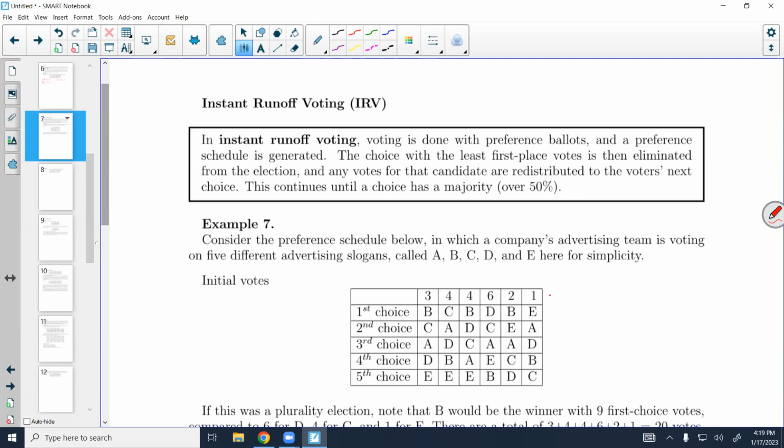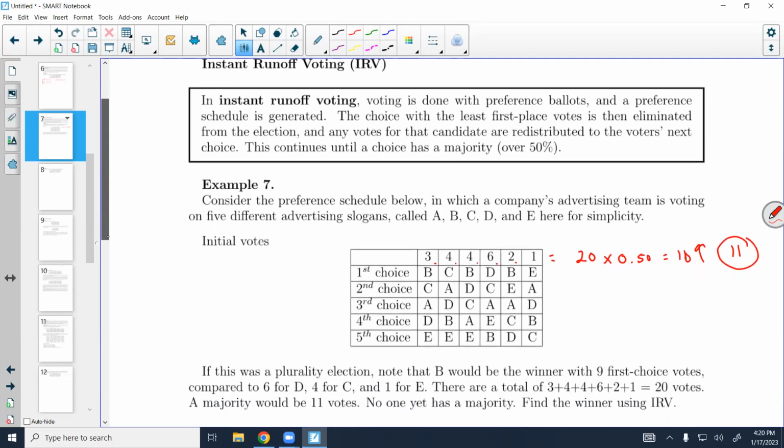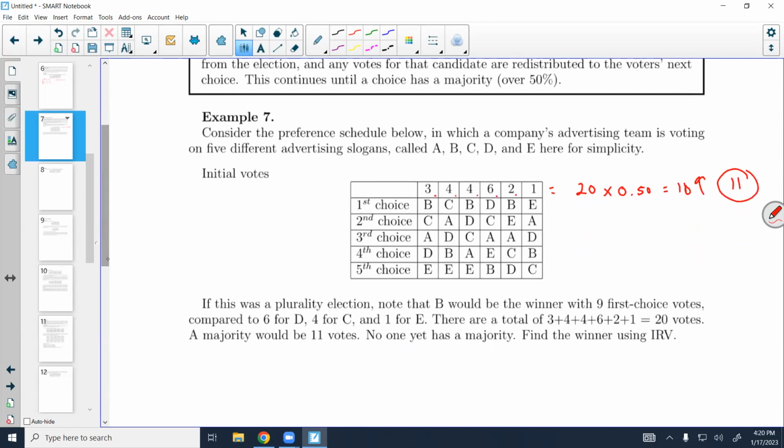So here we need to know how many people voted. 3, 7, 11, 17, 19, 20. So what is a majority of 20? 11. Essentially, you multiply it by 50%. If it comes out even, you move it one up. If it comes out as a decimal, you round up. So our majority would be 11. So we need somebody to have 11 first place votes. I think this does the math for it.